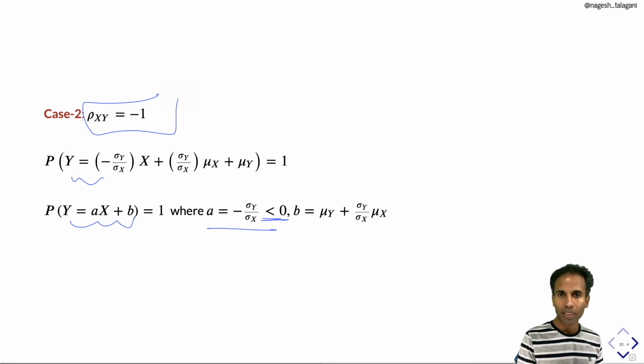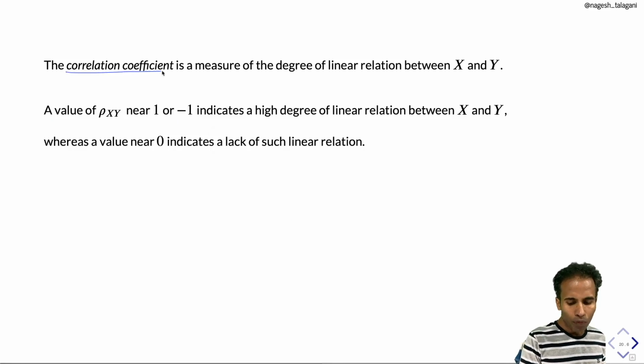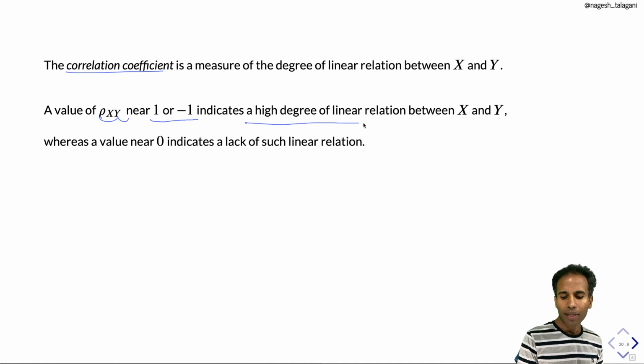Okay. The correlation coefficient is a measure of the degree of linear relationship between X and Y. Okay. The value of rho XY near 1 or minus 1 indicates a high degree of linear relationship between X and Y, whereas a value near 0 indicates lack of such a linear relation. Okay.